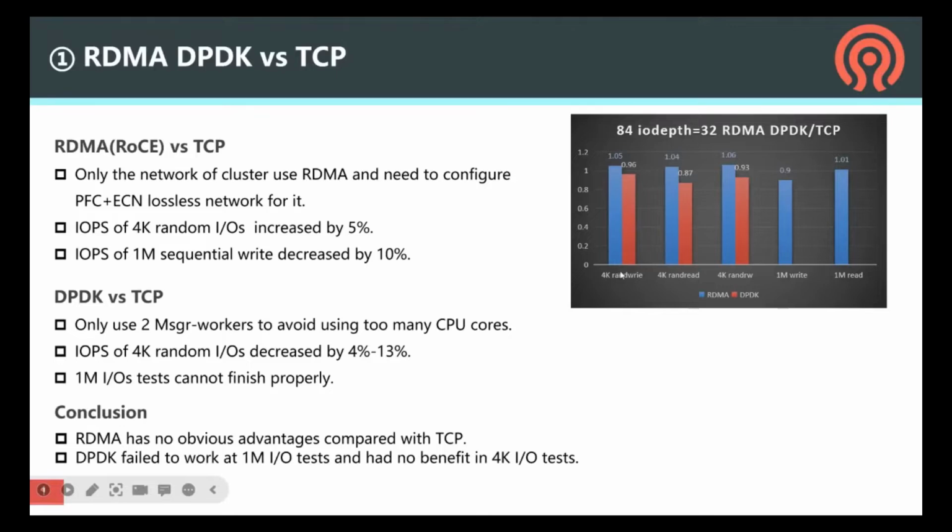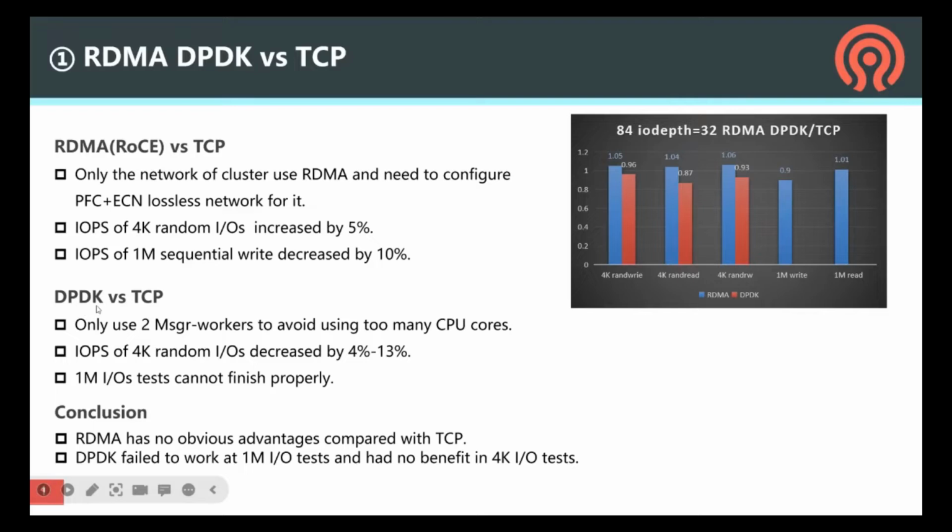For 4K random read, there is a 5% improvement. Random write has a 4% improvement, and random read-write has a 6% improvement. But when testing 1 megabyte sequential write, it decreases by 10%.